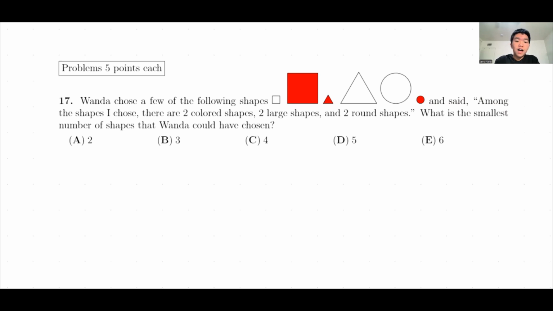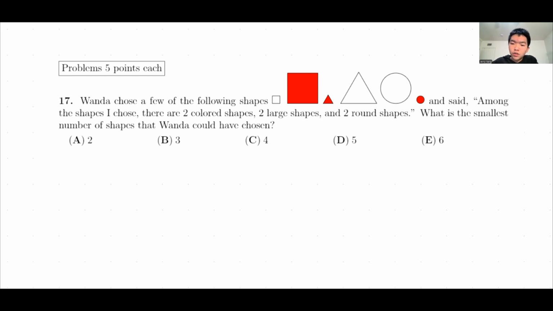All right, now we're getting to the big problems. These are the 5-point problems. These ones are worth quite a bit. So starting with problem number 17, Wanda chose a few of the following shapes. These are the shapes. And said, among the shapes I chose, there are 2 colored shapes, 2 large shapes, and 2 round shapes. What is the smallest number of shapes that Wanda could have chosen? And these are our answer choices.